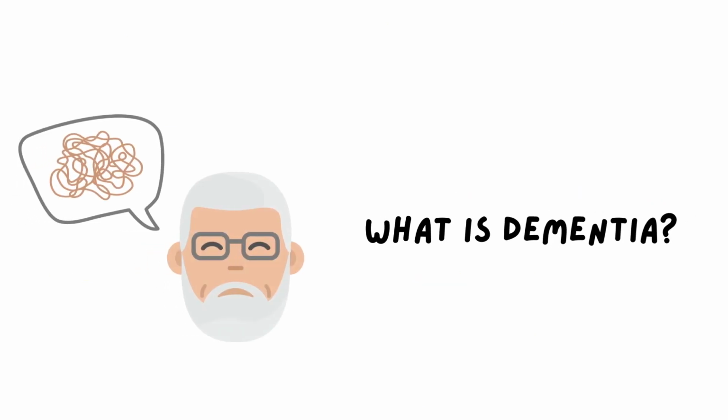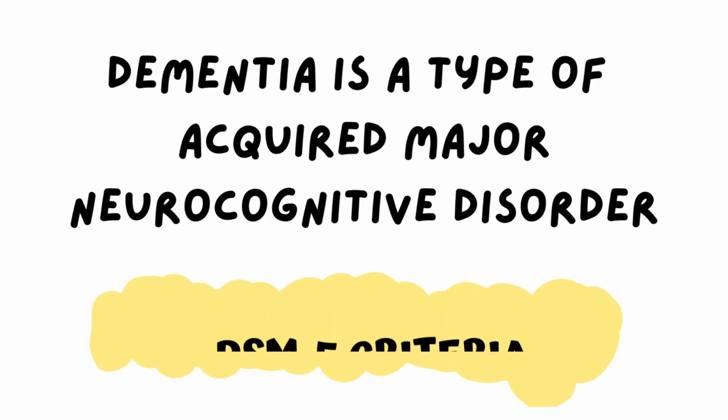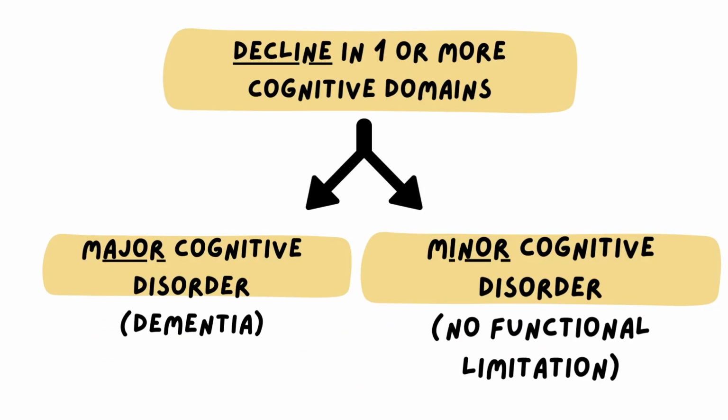Now, Rachel, tell me, what is dementia? Dementia is a type of acquired major neurocognitive disorder. According to the DSM-5 criteria, a major neurocognitive disorder is defined as the decline in cognition of one or more of the cognitive domains. There are two main types of neurocognitive disorders: major neurocognitive disorder, aka dementia, and minor neurocognitive disorder, in which cognitive decline does not interfere with function.